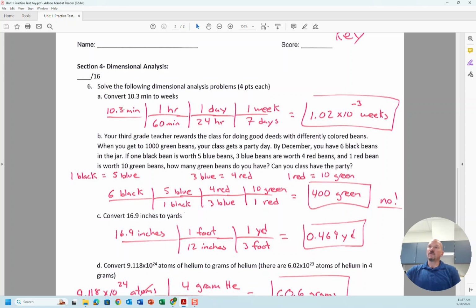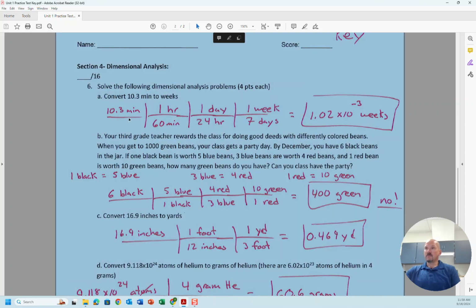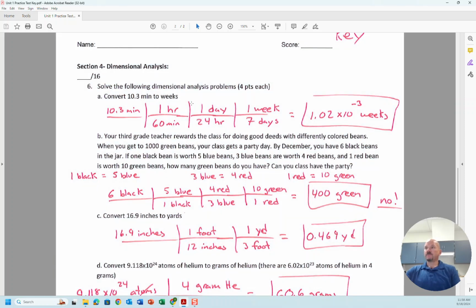Okay. So we're taking our minutes. We know that 60 minutes equals 1 hour. So we're going to put 1 hour on top and 60 minutes on the bottom to get minutes to cancel out. Then we know 24 hours equals 1 day. So to cancel out hours, I'm going to put the 24 hours on the bottom and 1 day on the top. And then to cancel out days, I'm going to put 7 days on the bottom and 1 week on the top. And so if I just take 10.3 divided by 60, divided by 24, divided by 7, I end up with my weeks. I rounded to 3 sig digs because we started with 3 sig digs.